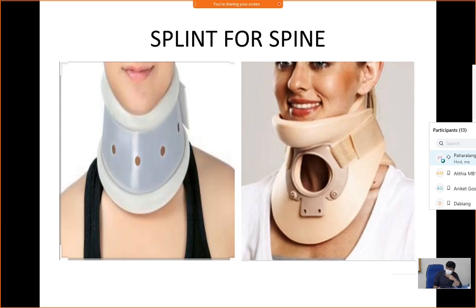There are splints for the spine also. Now in the cervical spine there are soft cervical collar and hard cervical collar. These are used in multiple conditions like cervical spondylitis, any tuberculosis of the cervical spine, or any other septic condition of the cervical spine, even injury to the cervical spine, and cervical radiculopathy.